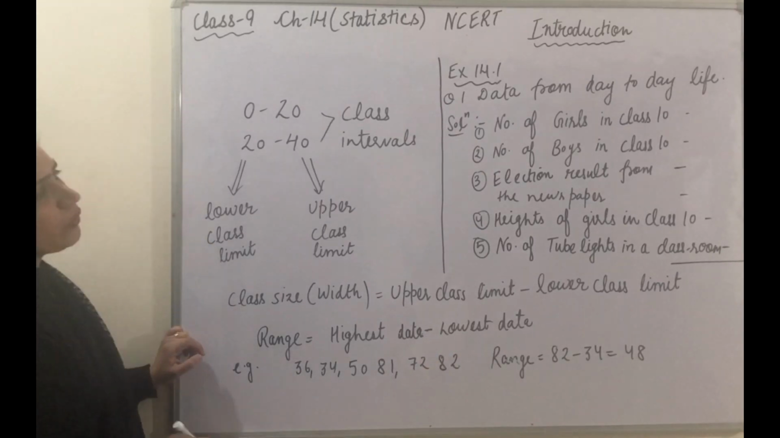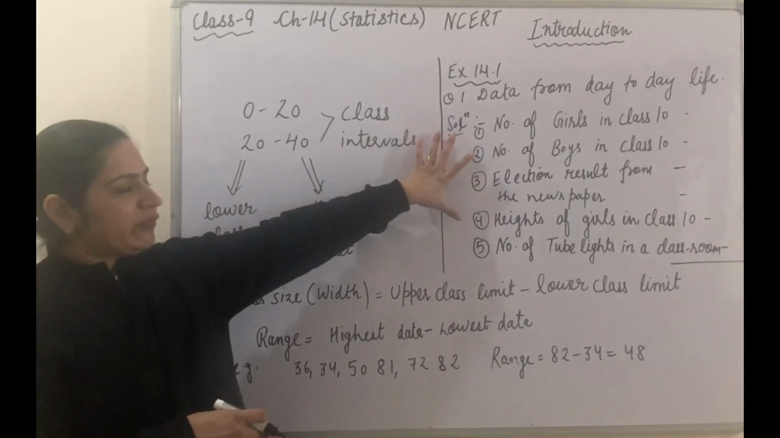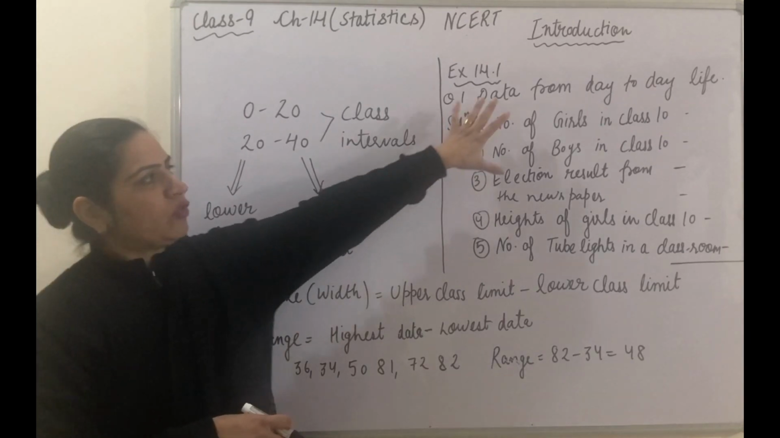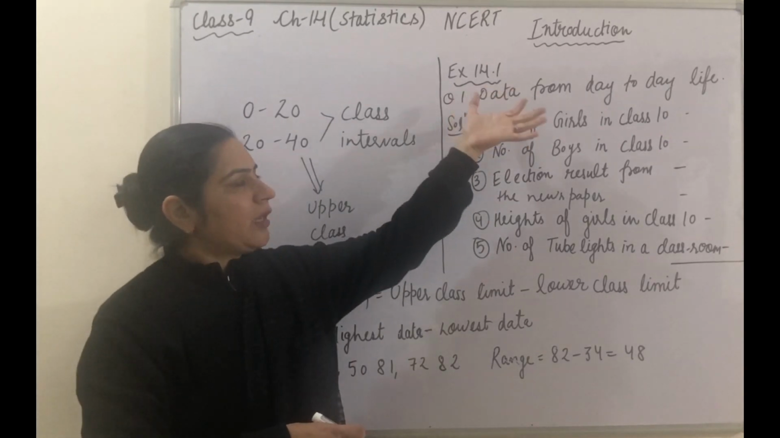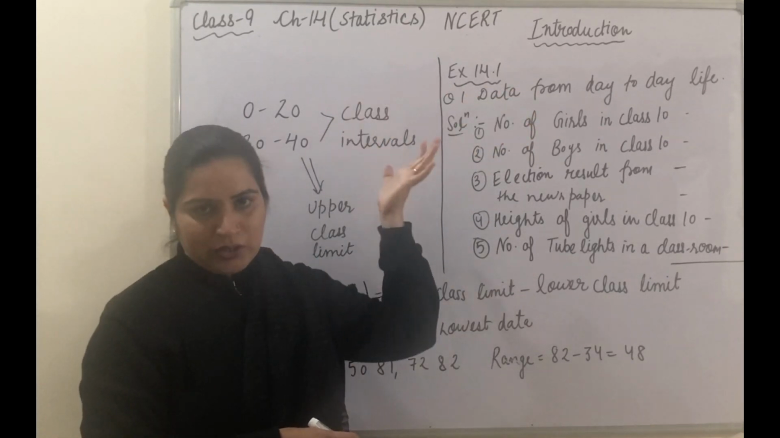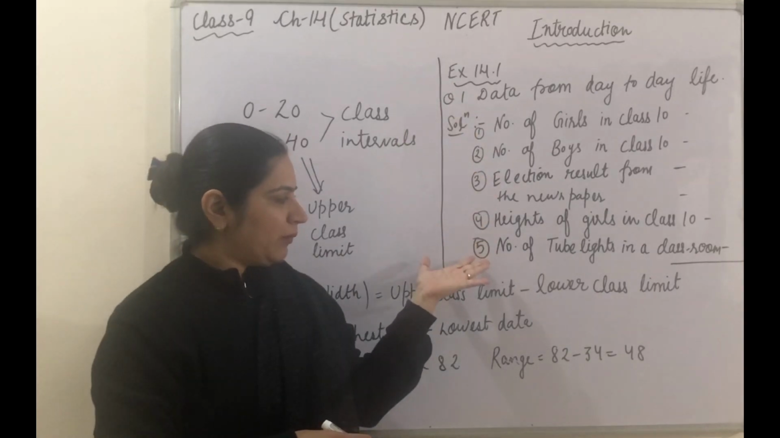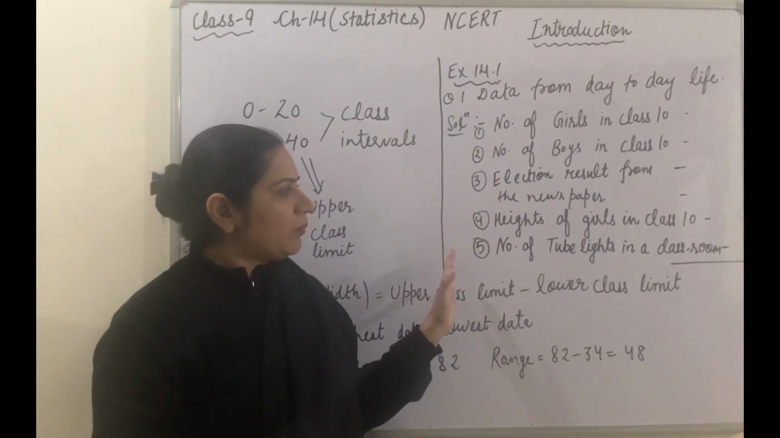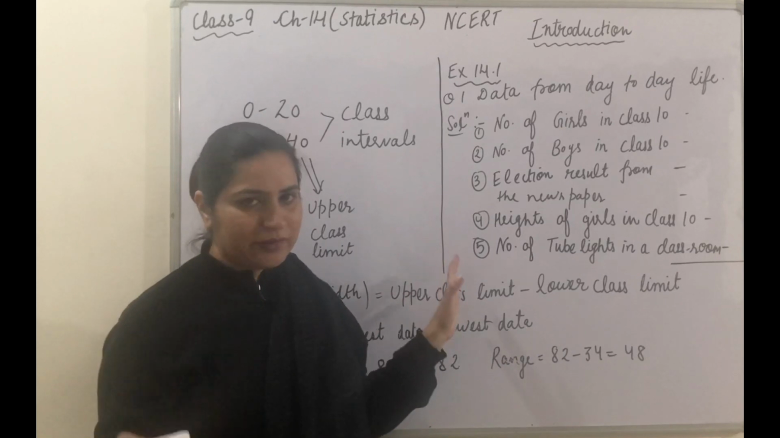Okay. Now exercise 14.1 is very easy. We only have to write down 5 examples from our day-to-day life. Examples are infinite. I have written only 5 examples, but it's all up to you. There are infinitely many examples.